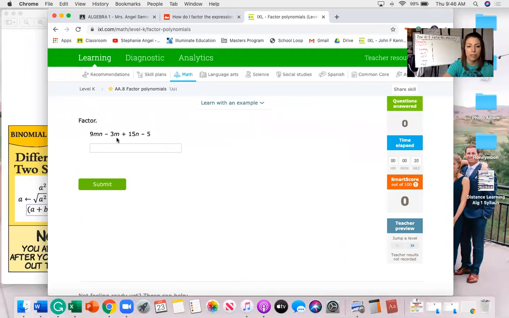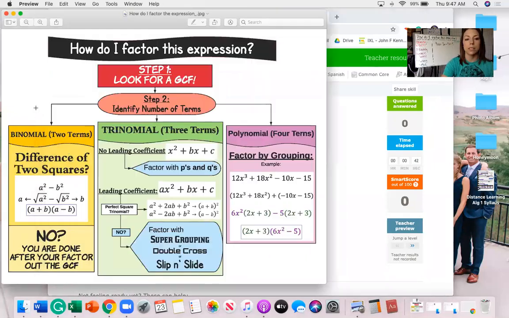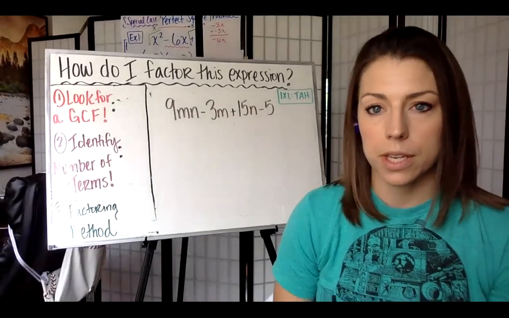This looks to be our first one, so I'm going to write it down behind me, and you can write it down as well if you're following along with your notes. So our first one on our IXL practice is 9mn minus 3m plus 15n minus 5. All right, and we're just going to go through the same thought process that we normally would over here. So I'm going to stop the share real quick so you can see it.